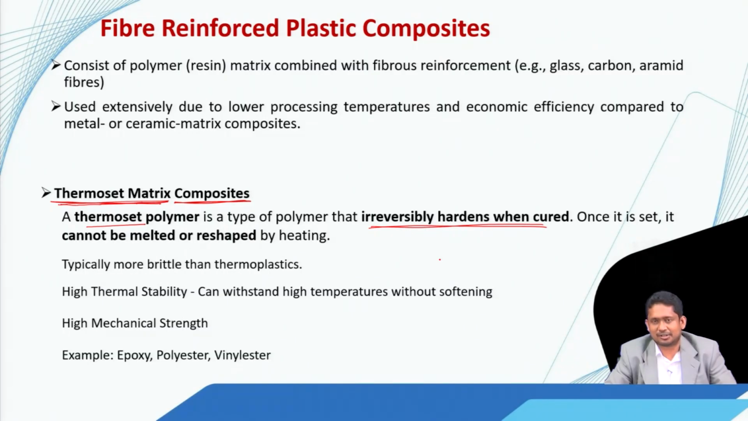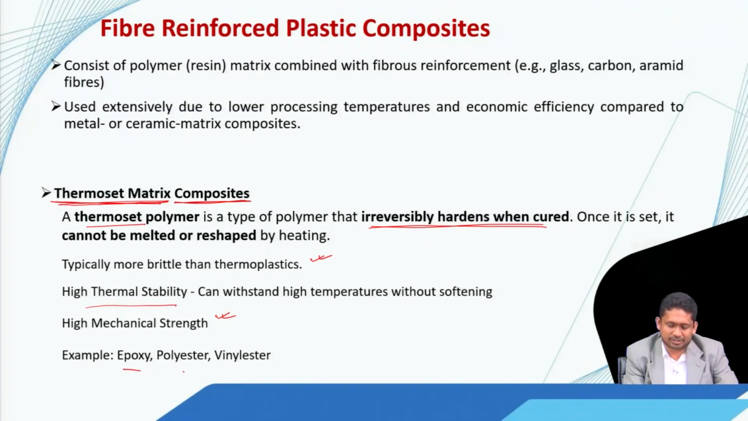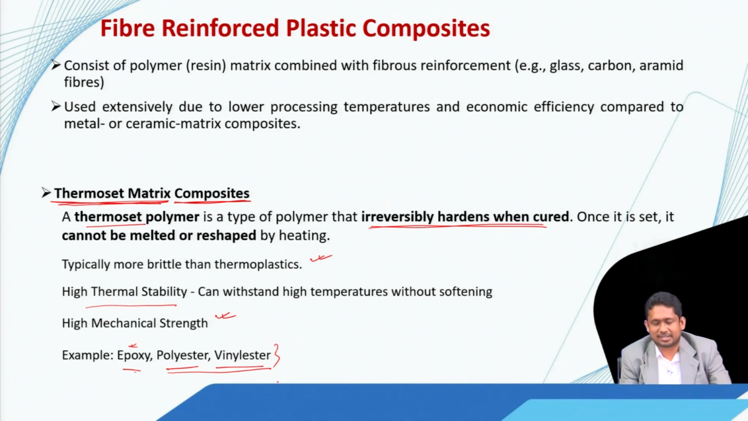So, that is the problem with this kind of polymers. The entire process of hardening is irreversible. We cannot get the liquid phase back. These are typically more brittle than thermoplastic, and they have higher thermal stability and high mechanical strength. Examples are epoxy, polyester, vinyl ester. Epoxy has better mechanical properties than polyester or vinyl ester, but polyester and vinyl ester are better resistant to corrosion. So, that is why they find more application in the marine field.